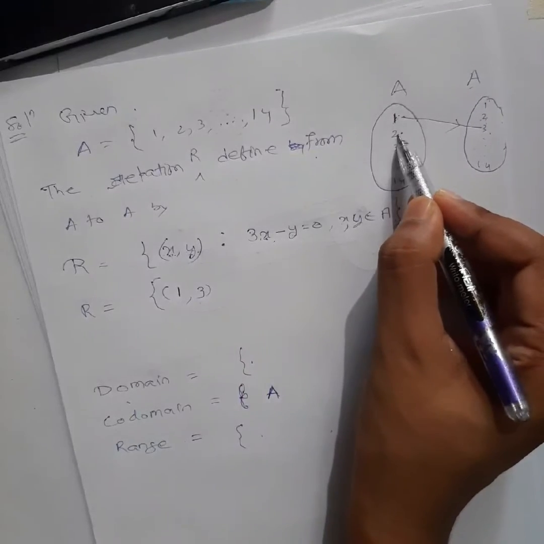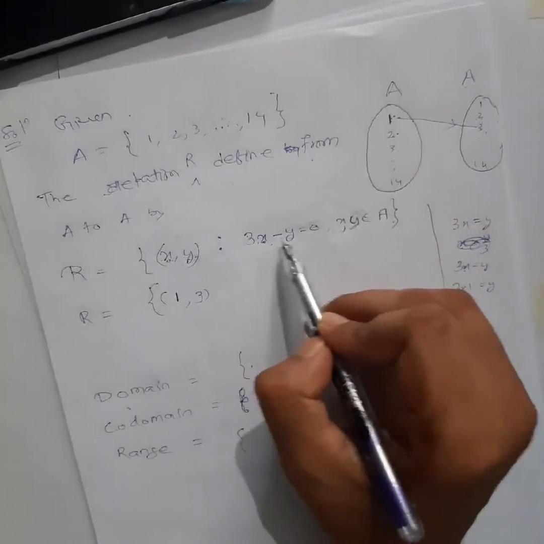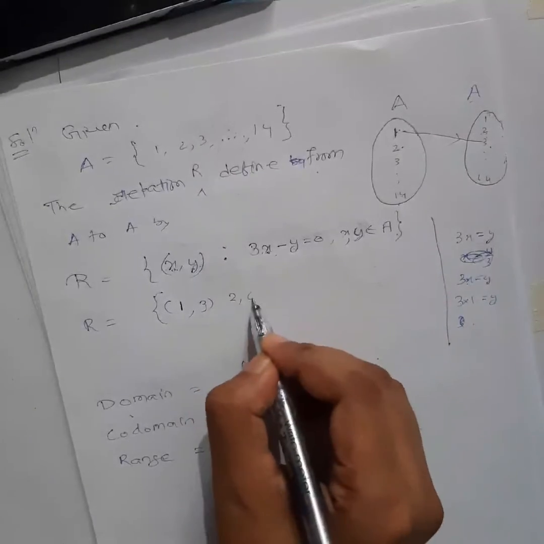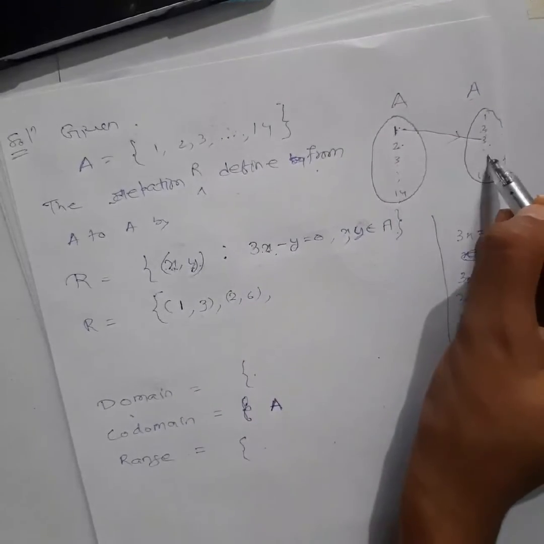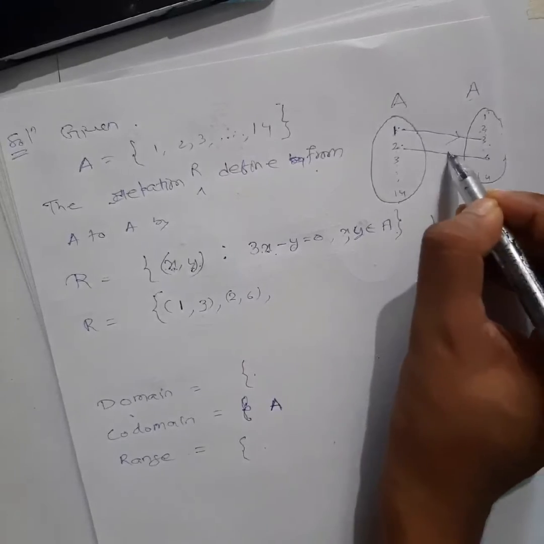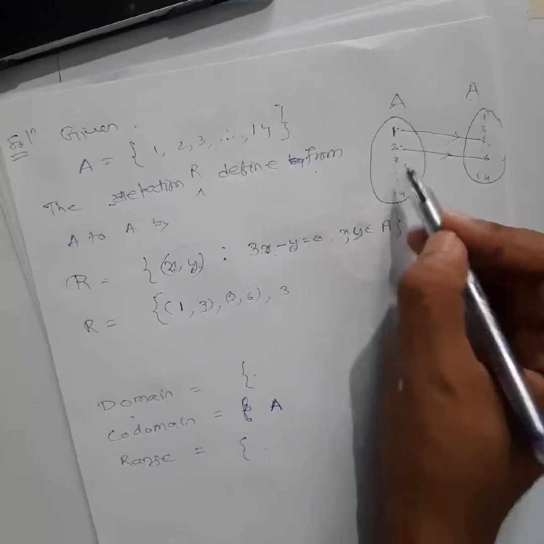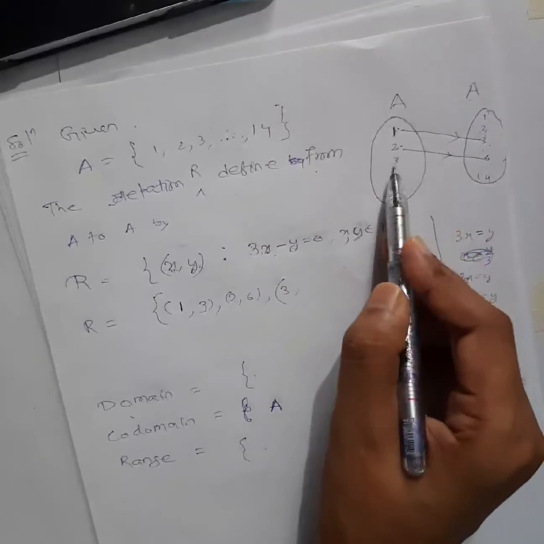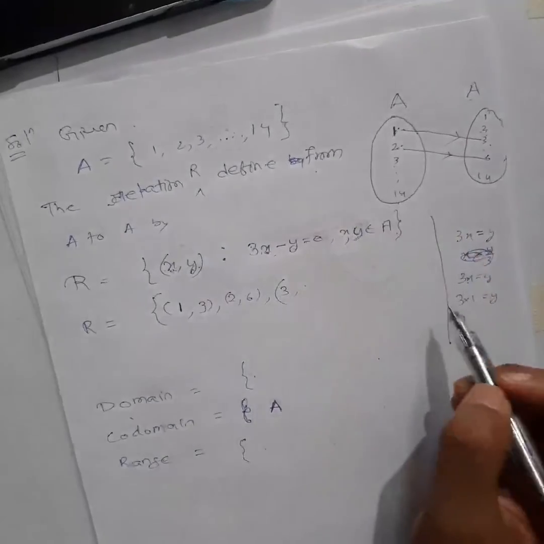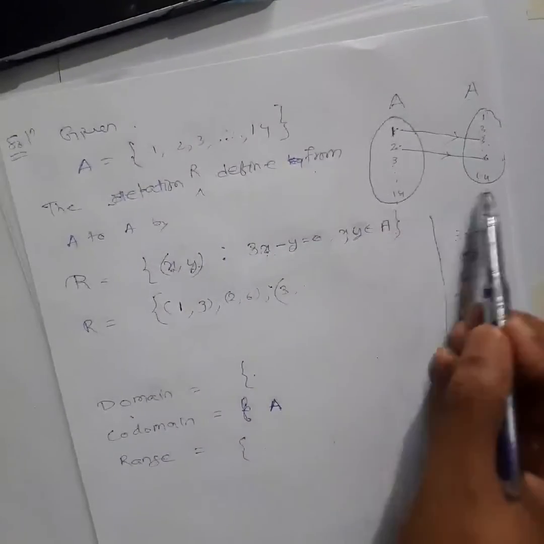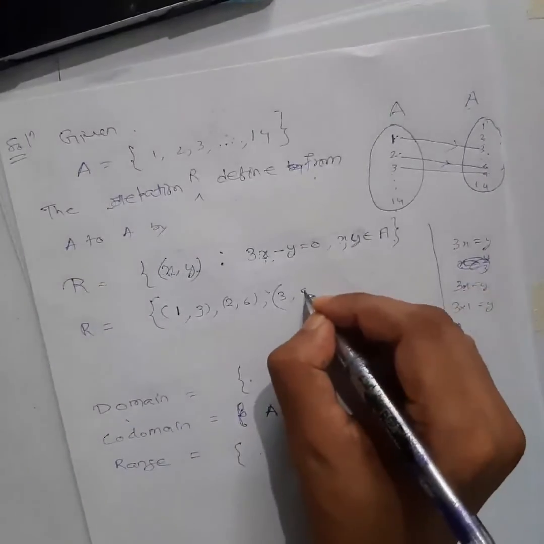Second element 2, is it related to any element or not? I will check. If your x is 2, what will be your y? 6. I hope you can understand. So the image of 2 is 6. Let me draw the arrow diagram also. 6 will be here somewhere, so this will be the arrow diagram. Next, I take x equal to 3, one by one. If any element does not have an image, I will not write it. If x is 3, y is 9. 9 is there, right? So 9 also will be here. 3 will be related to 9.